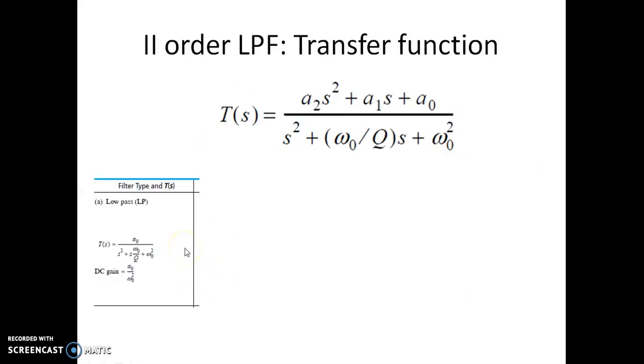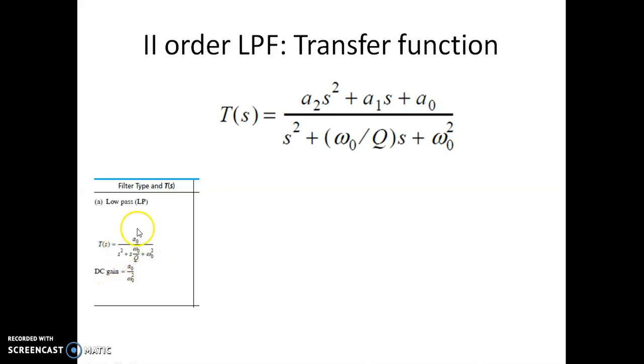Okay, let us go to the very specific second order low pass filter. This is a general transfer function of a second order system, and this general transfer function reduces to this exact equation for the low pass filter. In this case, the two coefficients a1 and a2 of s will be 0. So it will be left with only a naught in the numerator, and the denominator stays. That's what is over here. So you can see a naught by s square plus s into omega naught by q plus omega naught square happens to be the transfer function.